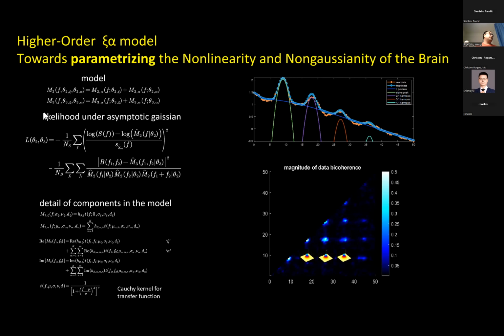And with this model, we also get a likelihood function of this model under the asymptotic Gaussian property of the log spectrum and bispectrum. And here is the detail of the components of the model. And actually, our T function, the Cauchy kernel or the Lorentz kernel, is for the transfer function.